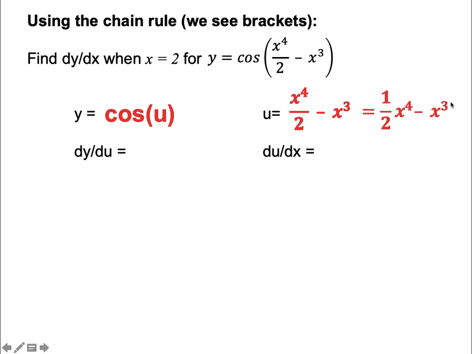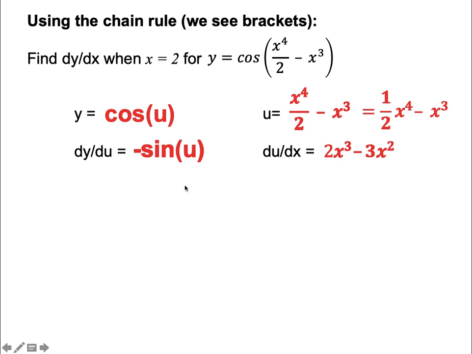Now I can take the derivative more confidently by bringing down my 4. 4 times 1 half is 2. And then my new power then is x cubed. And then I have a minus sign. And then doing the power rule here, I get 3x squared. So there's my du/dx. That's my inside derivative. My outside derivative, dy/du, is the derivative of cosine, which is negative sine of u.